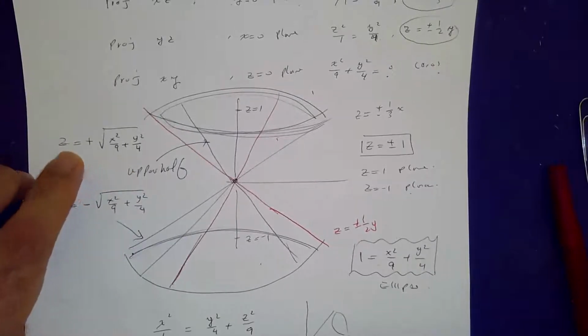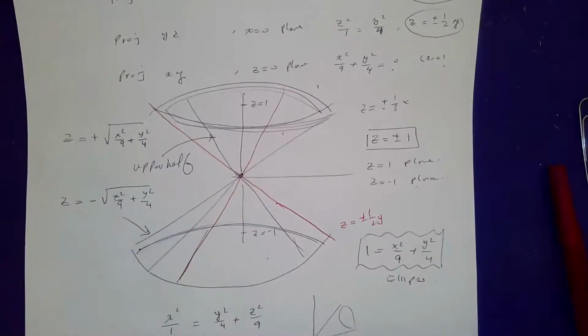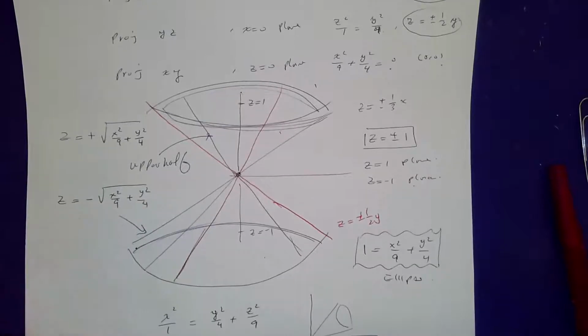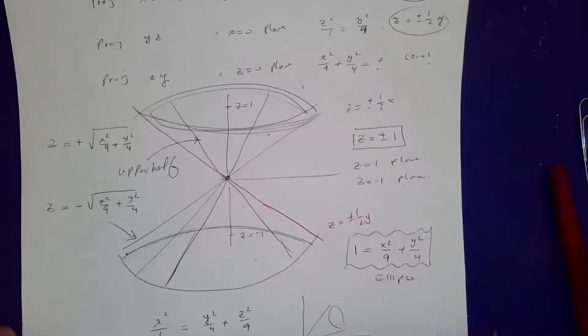So what does that tell me? That tells me I'm dealing with the upper half of the cone, not the lower half, because the lower half has a minus sign. Do you see it? So keep that in mind, and then we will go from there. Any questions so far?